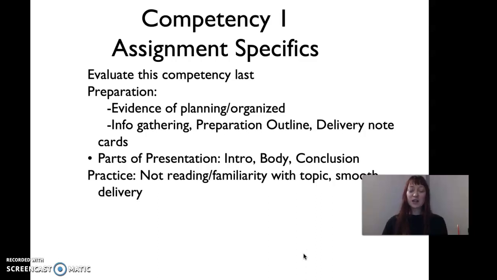So competency 1, the assignment specifics, start with evaluating the presentation as a whole. So even though it's competency 1, it's a bit of a misnomer. It's actually to be evaluated last, because then you can look at the whole area. If the assignment specifics were there, evidence of preparation, information gathering, all of the parts of the presentation and assignment were present. So the introduction, body, conclusion, and that it's clear that the person was familiar with the topic and there's a smooth delivery.